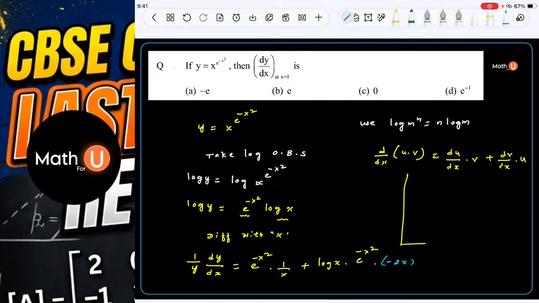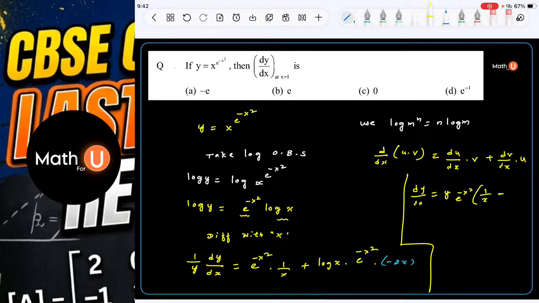Now simplify. dy by dx is equal to y into, cross multiply y to that side. If you want, you can take e raised to power of minus x square also as common. We get finally 1 by x minus 2x log x. Y is also nothing but x into e raised to power of minus x square, so dy by dx is x raised to power of e raised to power of minus x square into e raised to power of minus x square into 1 by x minus 2x log x.